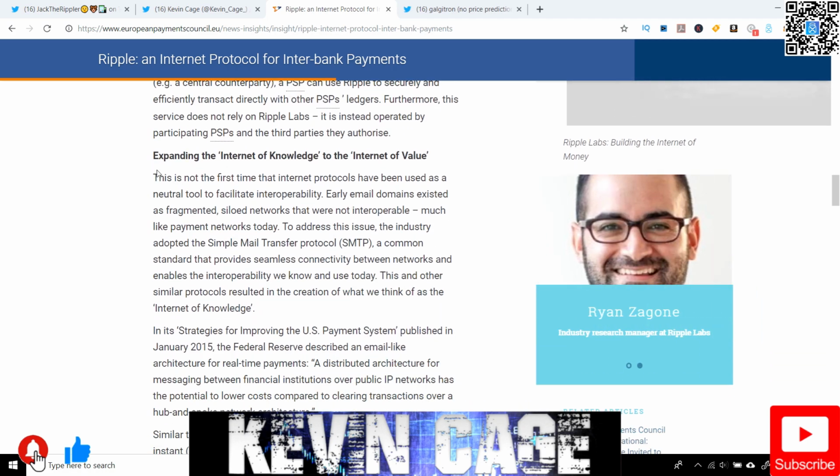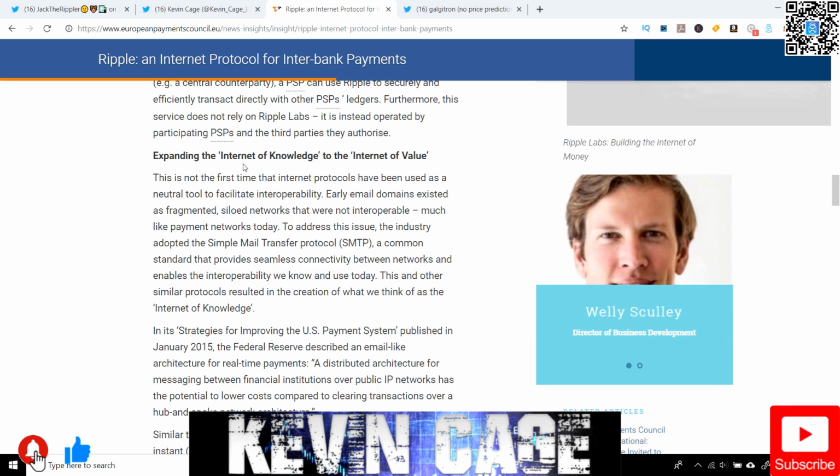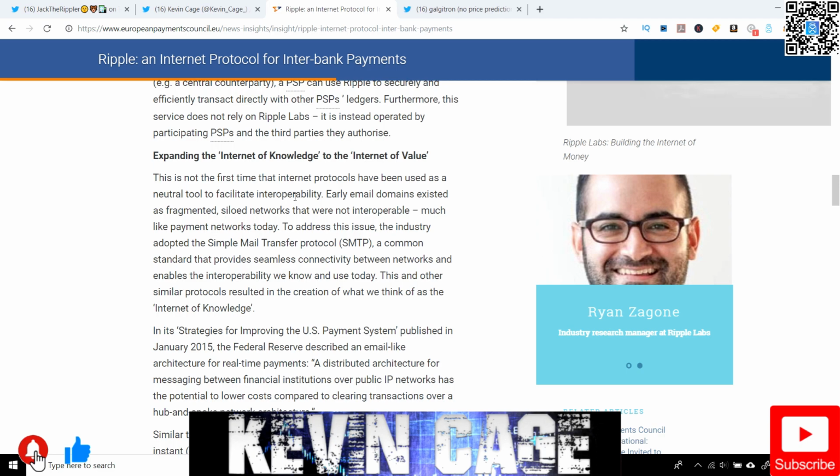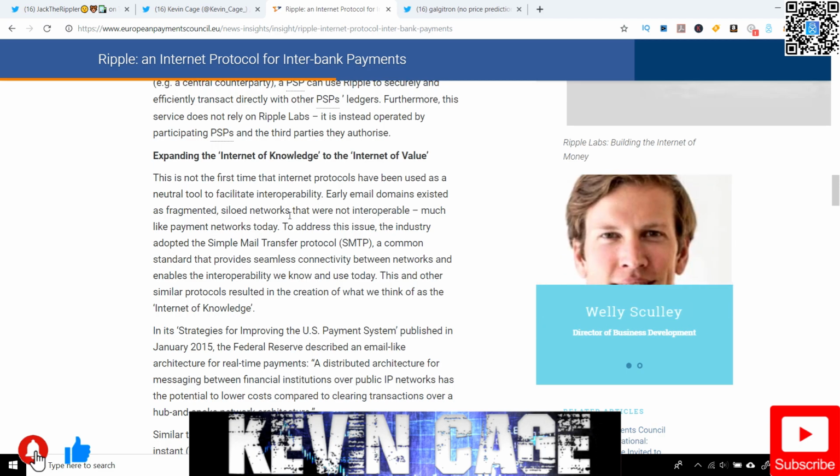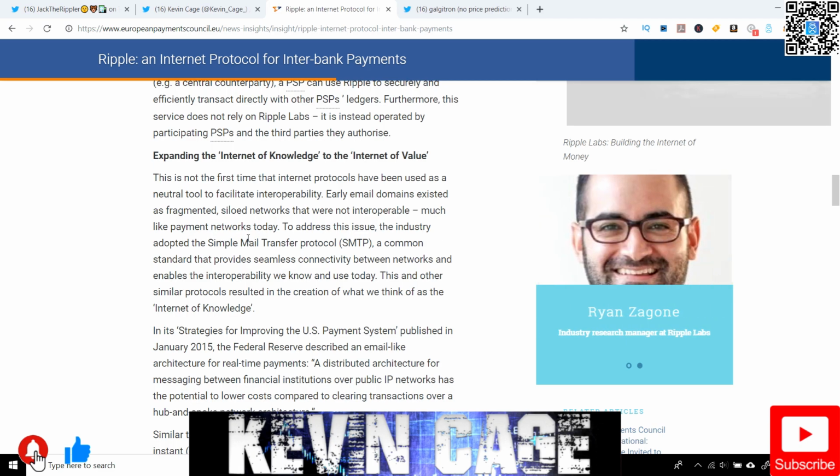All right, and then almost done here, guys. So expanding the Internet of Knowledge to the Internet of Value. This is not the first time that the Internet protocols have been used as a neutral tool to facilitate interoperability. Early email domains existed as fragmented, siloed networks that were not interoperable at all, much like payment networks today.